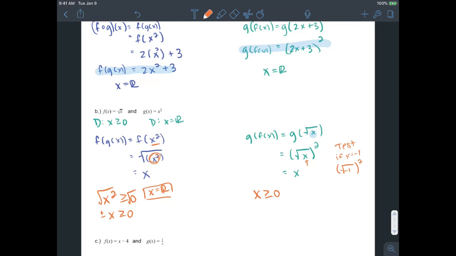Okay, and so let's write a little bit of rules about our last thing. What did you notice about this last function? Notice that when I put in g of f of x and f of g of x, we both got x. So when this happens, when you compose functions and get just plain x, the functions are inverses.